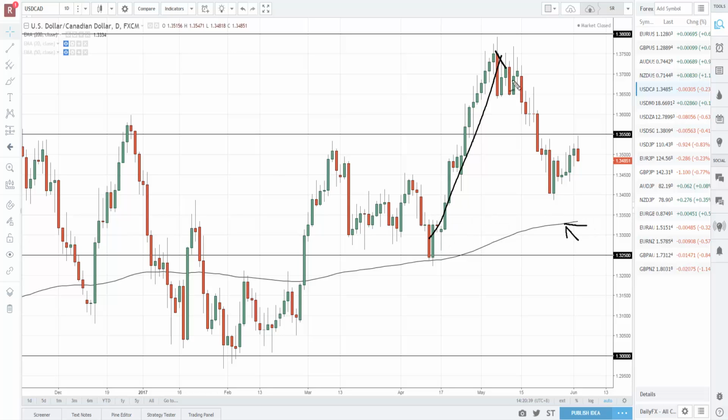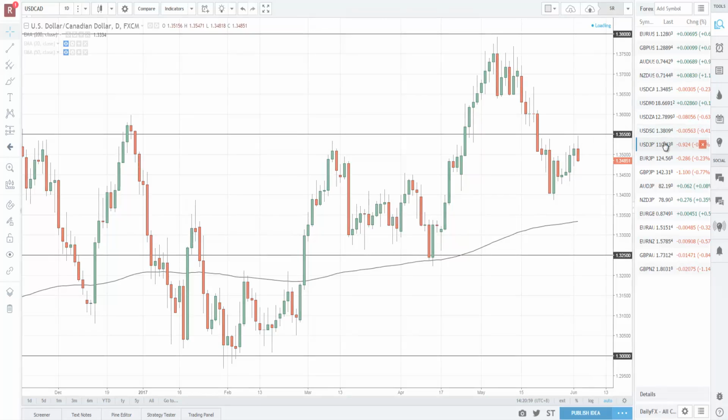then it came all the way back down, retraced, retested this area of resistance, and the likelihood, if you ask me, is that it would probably go back down and retest this area of support, where buyers could potentially come in. This is for the dollar Canadian.